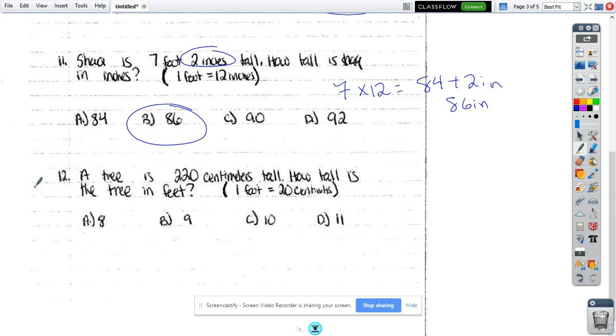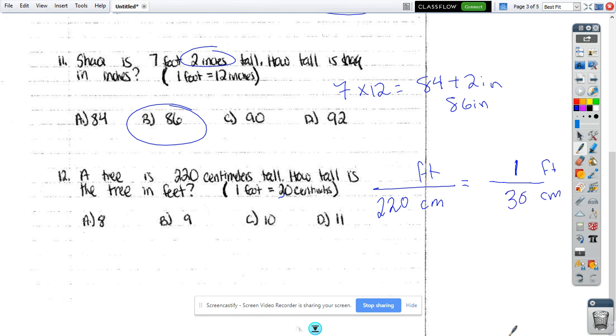Question 12. A tree is 220 centimeters tall. How tall is the tree in feet? So it says 1 foot is equal to 30 centimeters. So we have feet, and we have centimeters. A tree is 220 centimeters tall, so it's going to be 220. And it says 1 foot equals 30 centimeters. So I'm going to put 1 foot, 30 centimeters.